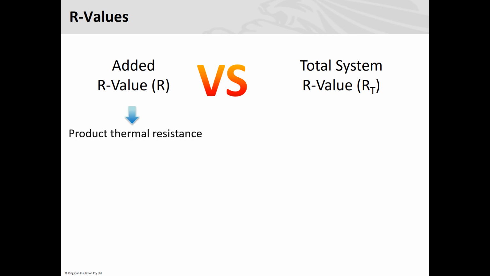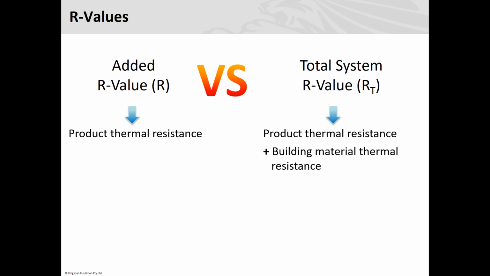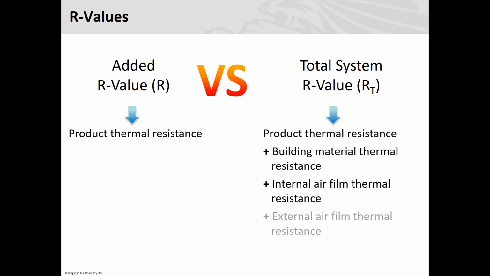So the added R value, or the product R value, is the product's thermal resistance, and the total R value is the thermal resistance as a whole. So it's the building materials and the thermal resistance of the whole system.